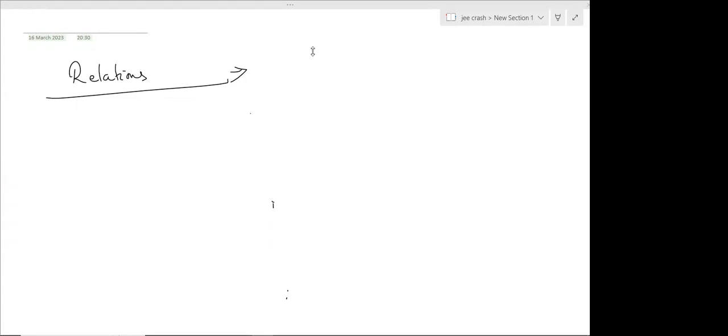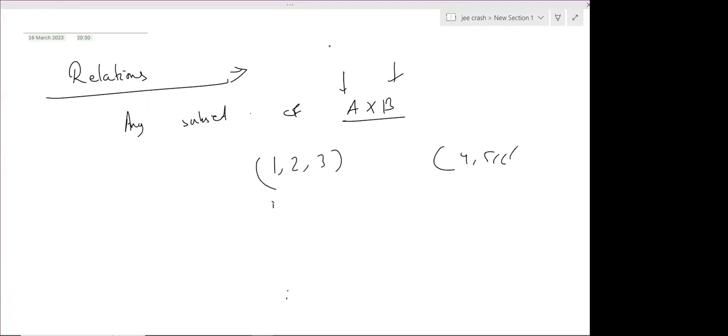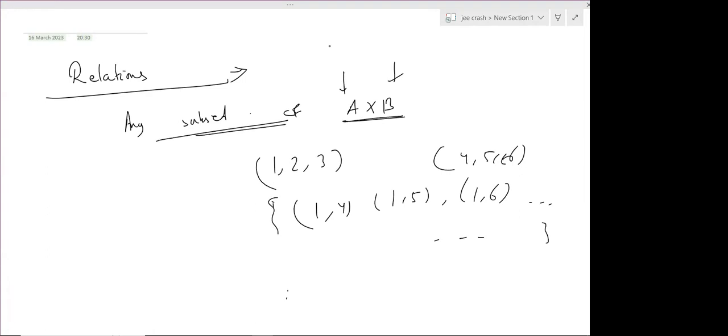Yes, sir. Okay. So the first chapter is relations. So what is a relation? I believe the basic thing, sets, you guys already know. So what is a relation? Any subset of A cross B. All right, if we have two sets A and B, we take the product of that. That means if we have 1, 2, 3 and 4, 5, 6, all ordered pairs (1, 4), (1, 5), (1, 6) and so on, right? So if you take any subset of this A cross B, that is called a relation.